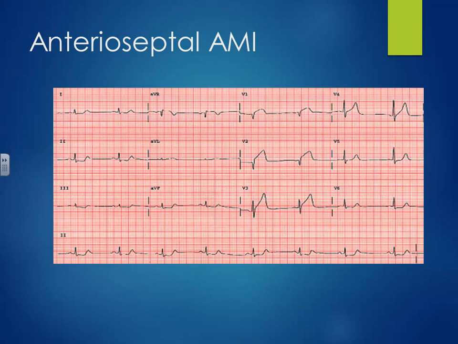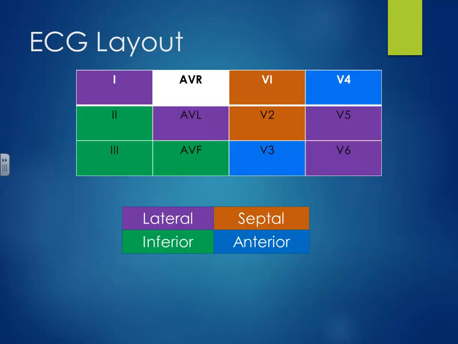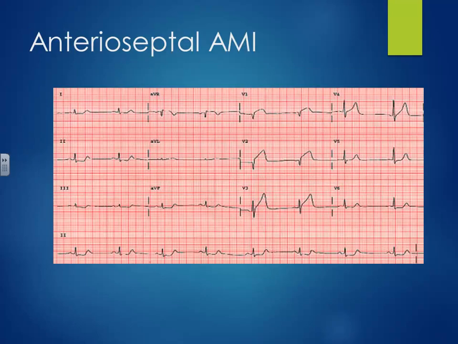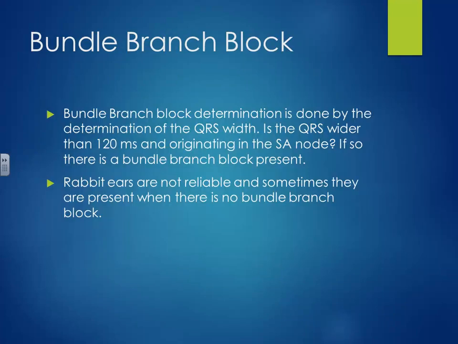All right? So this would be an anterior-septal AMI. Where do you notice the elevation at? All right, V1, V2, V3, and V4. V1, V2, septal, V3, V4, anterior. All right? Does that make sense on how it flows?